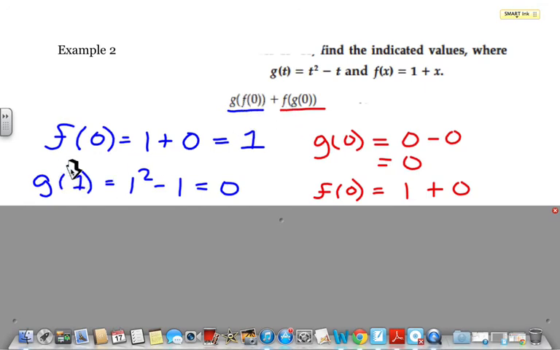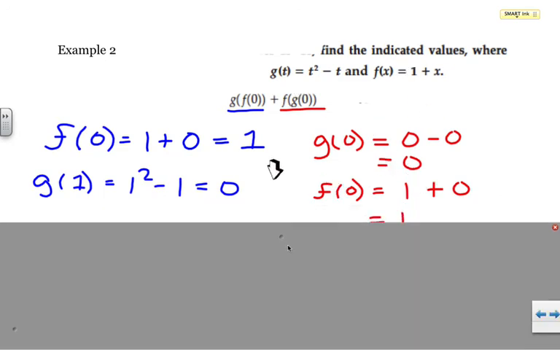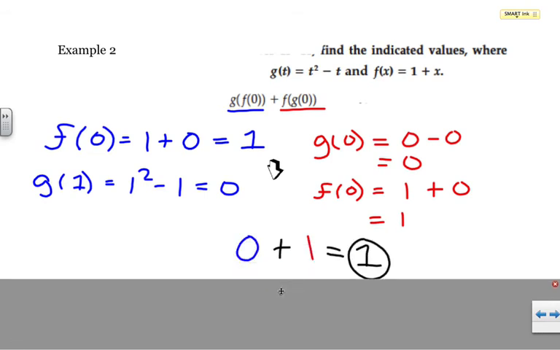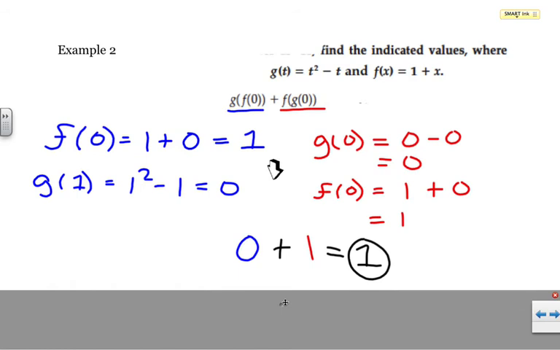So now I'm going to do g of 1. 1 squared minus 1 equals 0. And now I can do f of 0. So 1 plus 0 is 1. Okay. And now I'm going to add those two together, and my answer is 1.